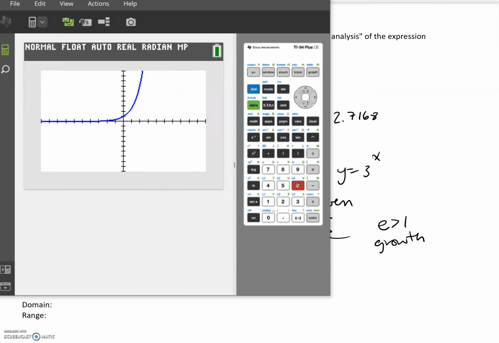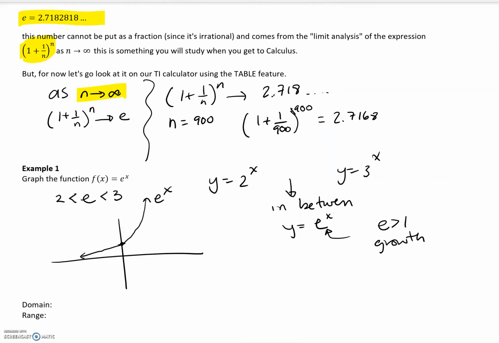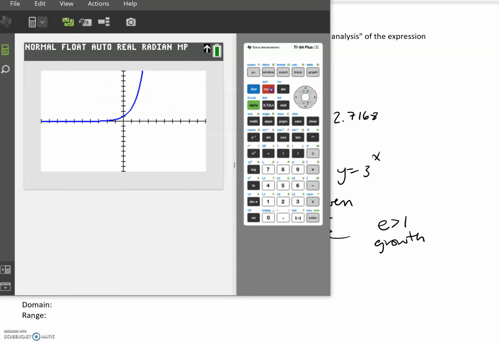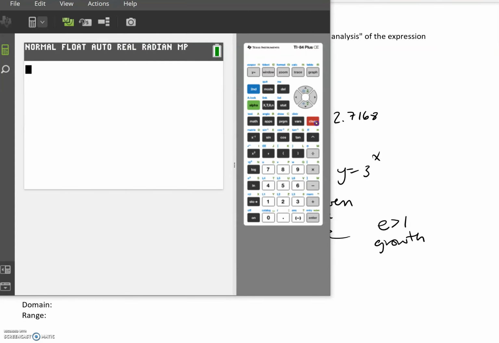Notice again, it looks like it's touching the x-axis on the left. We know it is not because it has a horizontal asymptote. So let's point that out on the graph as well. Horizontal asymptote, just like all the other exponentials, at y equals 0. One more thing, if you're on the regular screen on your TI, you could do 2nd ln and put a 1 for your exponent and push enter, and it tells you some digits for the number e.